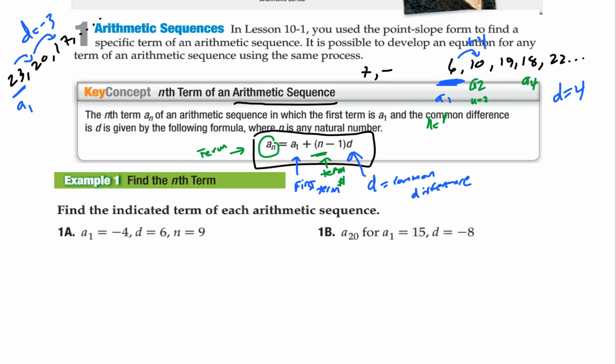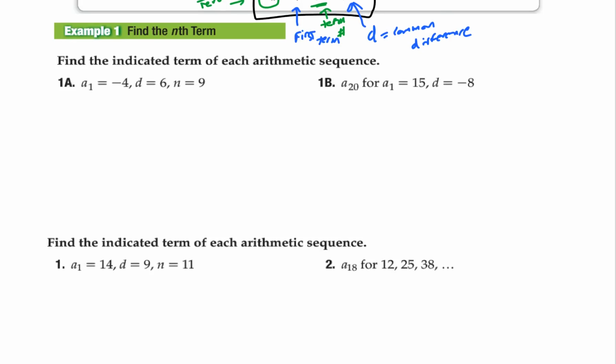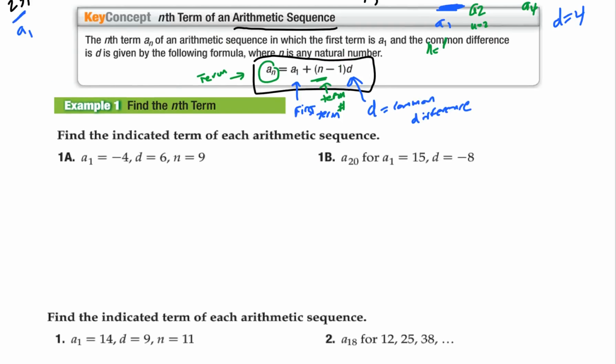So that's the formula. First thing to do is make a formula using the indicated information. So AN equals A1 plus N minus 1 times the common difference. That's the formula from right there. And again, we have a lot of stuff. We have A1, negative 4. We have our common difference, 6. I'll hold N off for now.